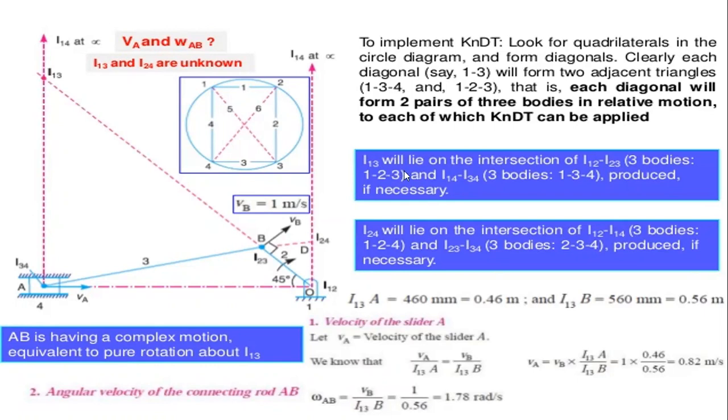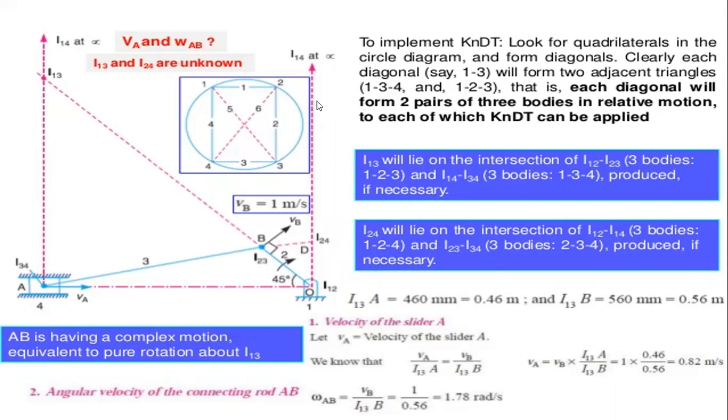The I13 point will lie on the intersection of I12 and I23. These are the two points, and the extension of the line through them gives I13. And next we find the I24 value. It will be the intersection of I12 and I14.